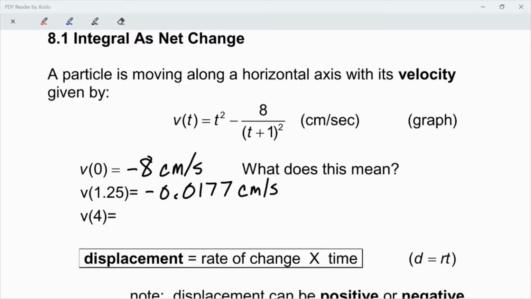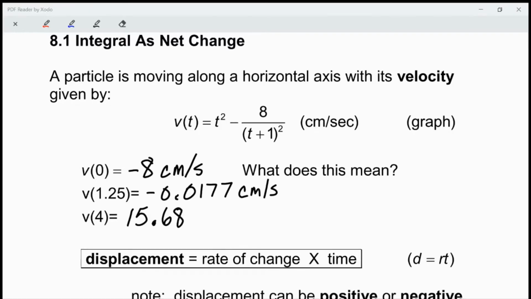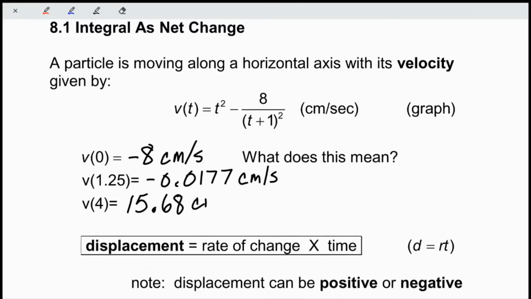And then at time t equal to 4, you would get 15.68 centimeters per second. In that case, I have a positive velocity. That means I'm moving in the positive direction at a rate of 15.68 centimeters per second.